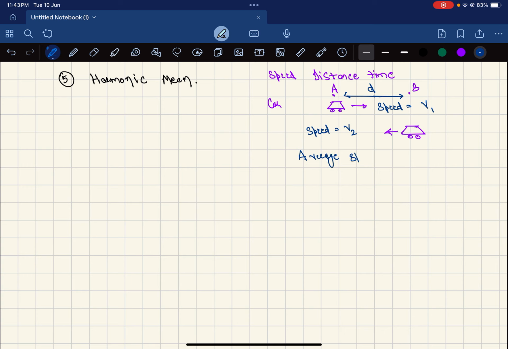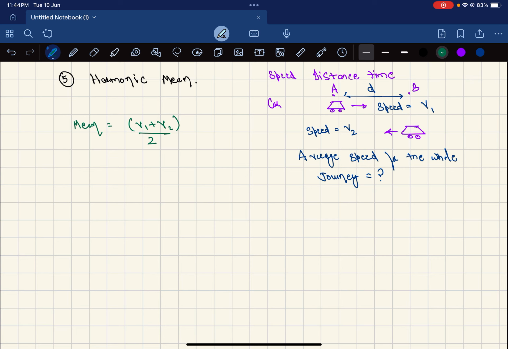Now we have to calculate the average speed for the whole journey. To calculate the average speed of the whole journey, one could argue that we can calculate the arithmetic mean. The arithmetic mean is calculated as (v1 plus v2) upon 2, but this will not be the actual mean speed, and we'll see why it is not correct.